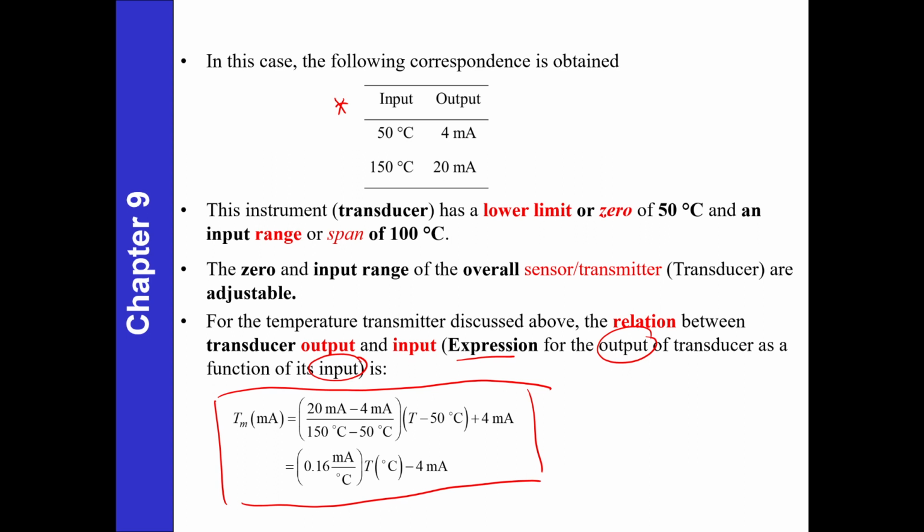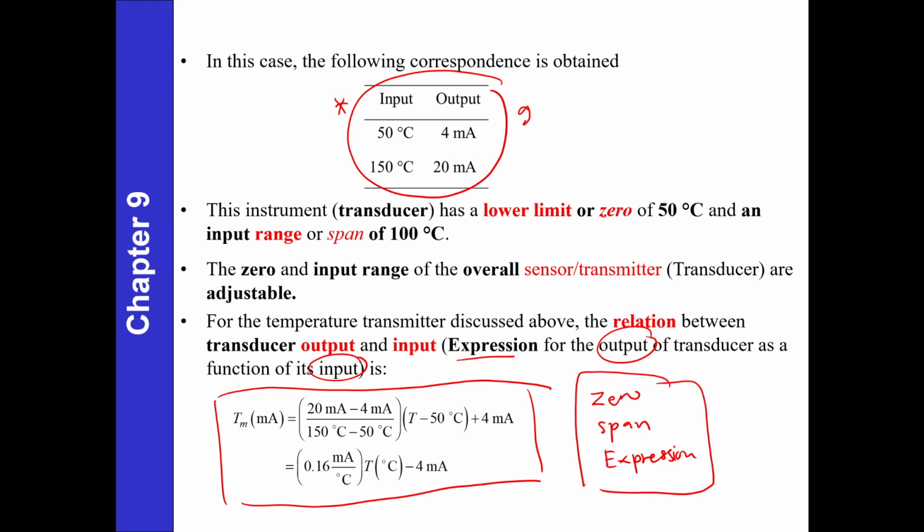So for the transmitter, there are three main points that you have to understand. They are named as the zero, the second one is the span, and the third one is the expression or equation. So a simple question, just like I'm giving you this input and output information, and you find this value. You will be given this, and have to find this. I did show it in a later video.